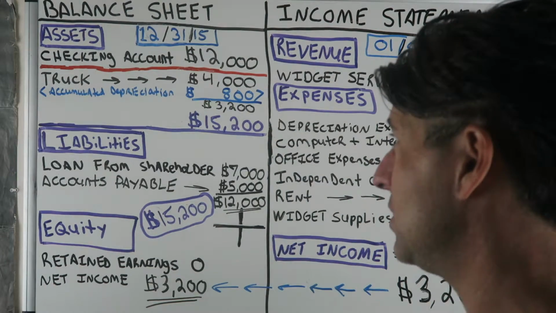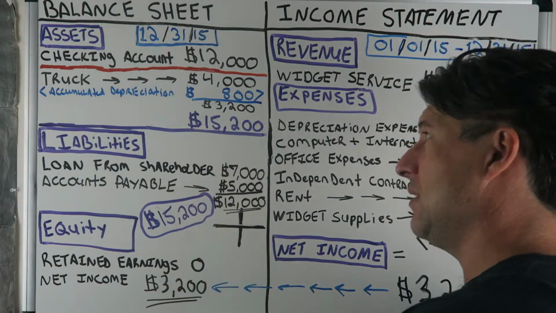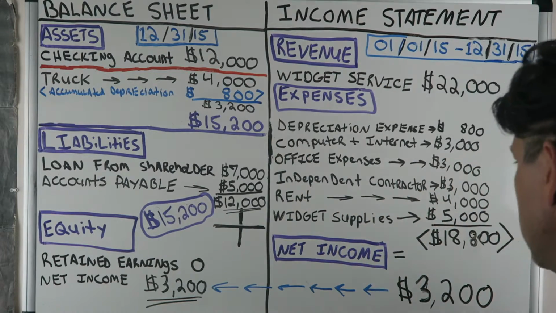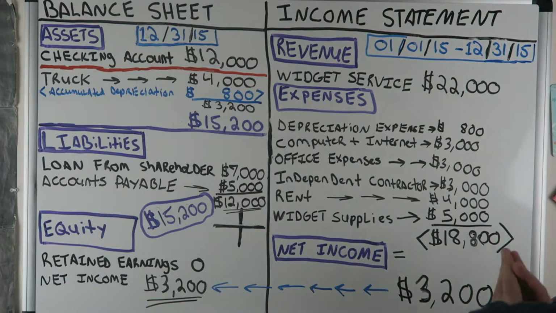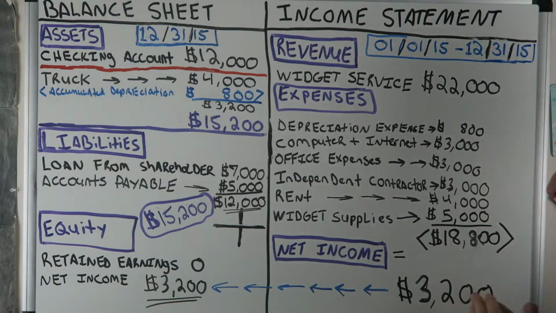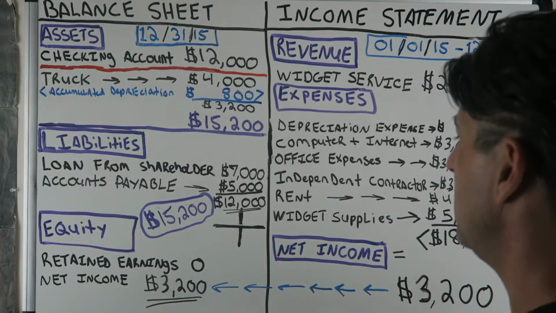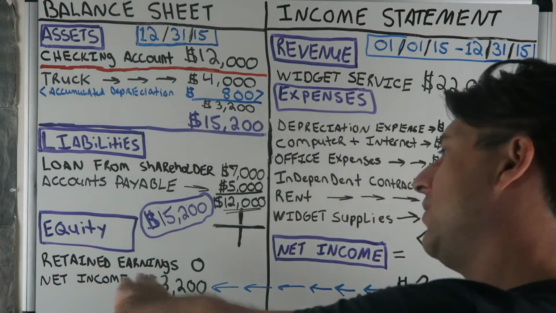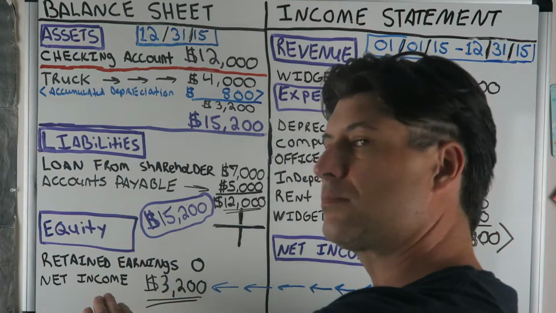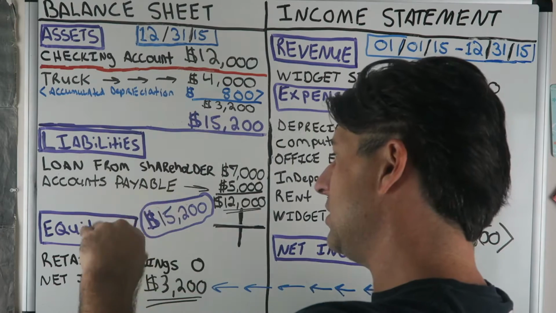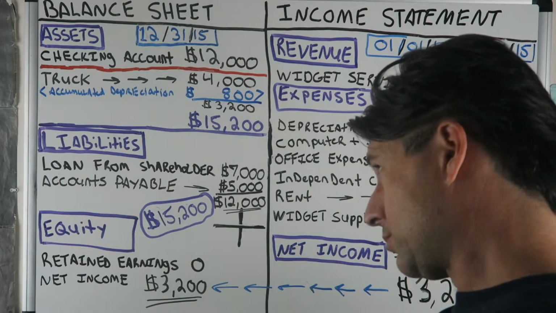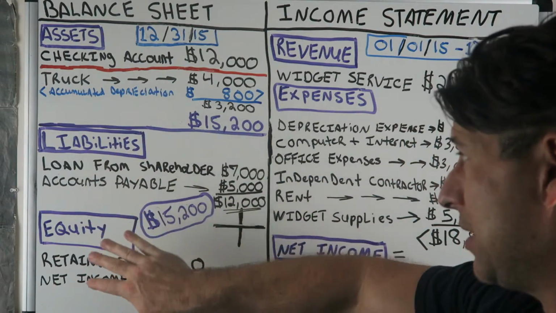Which happens quite often, because a lot of times you have an expense and something in the checking account. So you have an expense and an asset. Anyways, 22,000 minus 18,800 is 3,200 net income. So the net income from the income statement flows over to the balance sheet under the equity. The balance sheet is assets equal liabilities plus equity.